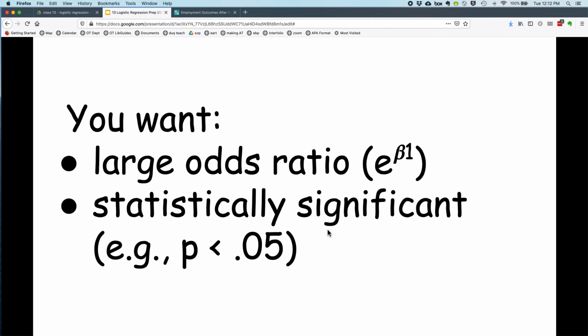Statistically significant, the p-value is giving you the probability that your beta is actually 0. So if your beta here is 0, e to the 0 is 1, and that means your odds ratio is 1, and your predictor variable doesn't really have an effect. So a large odds ratio with a statistically significant p-value means that we're confident that this is actually having an impact on the likelihood of a positive outcome.